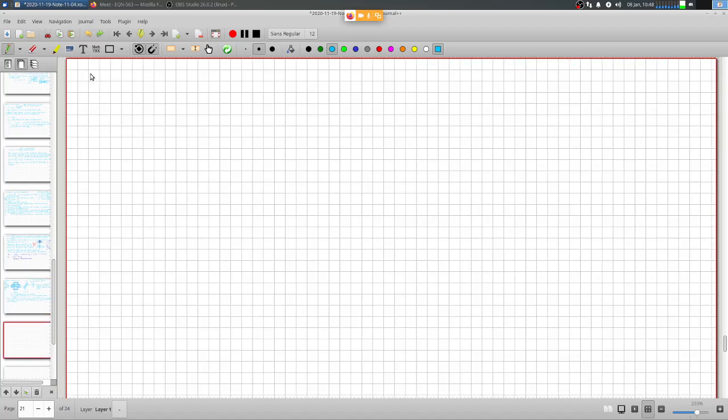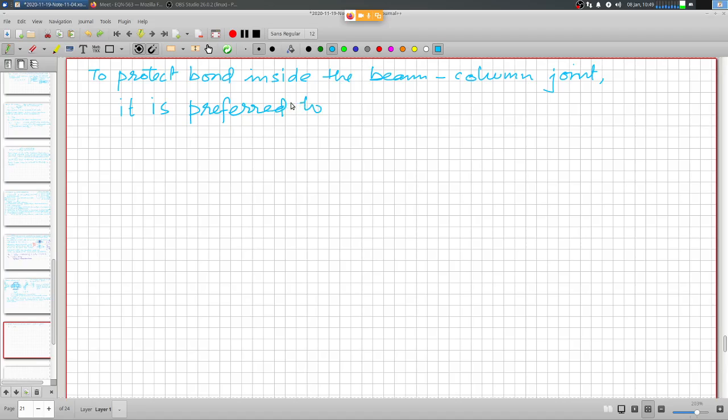So to protect the bond inside the beam column joint, it is preferred to move plastic hinges away from the beam column face into the span.